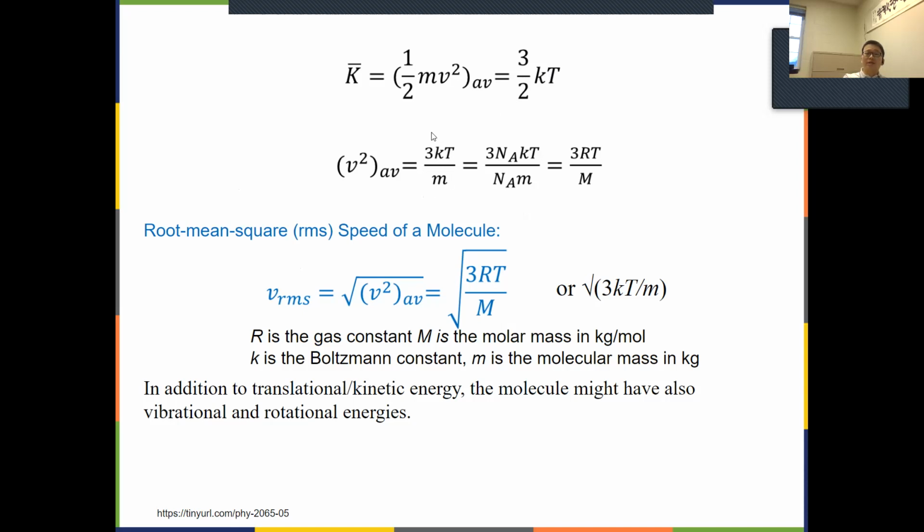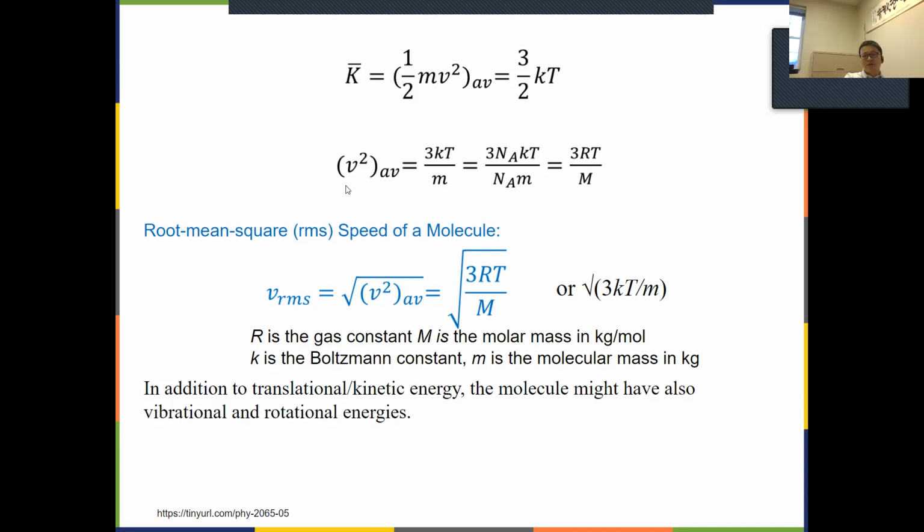Now from this point on, if you multiply the numerator and denominator by Avogadro's number, then here you get 3 times RT, because Na times k is R. And the denominator is Avogadro's number times the mass of each molecule, which gives you the molar mass M of the gas. So v squared average can also equal 3RT over M. Either this one or that one.